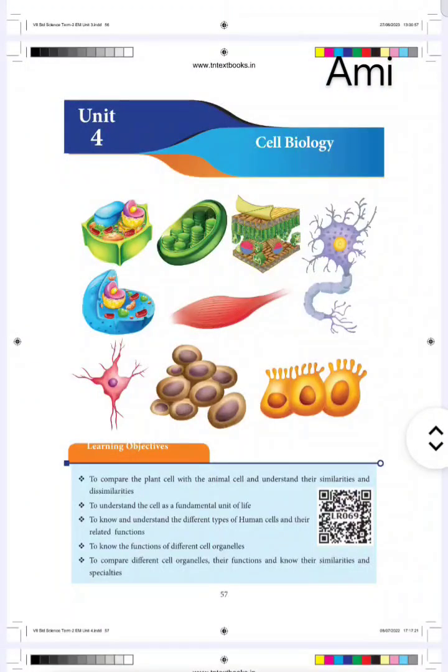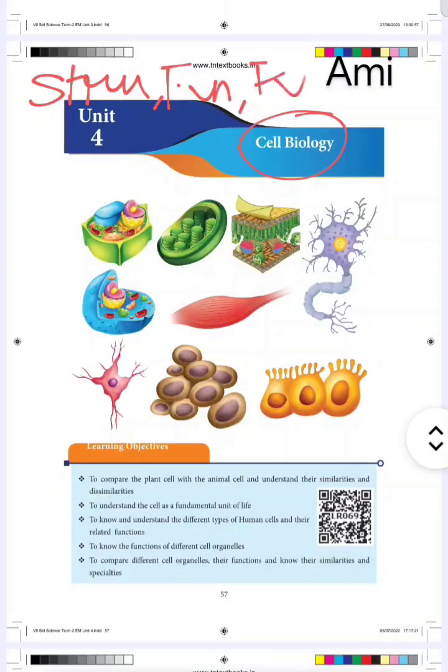Today, we are going to discuss a very important and interesting chapter from 7th Standard Science Unit 4, that is cell biology. What is a cell? Cell is the basic, structural, and functional unit of life. So, cell is the structural, functional, and fundamental unit of life. We are going to study about cell today. It's going to be a very interesting chapter.